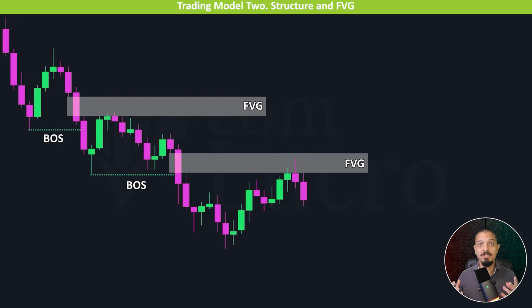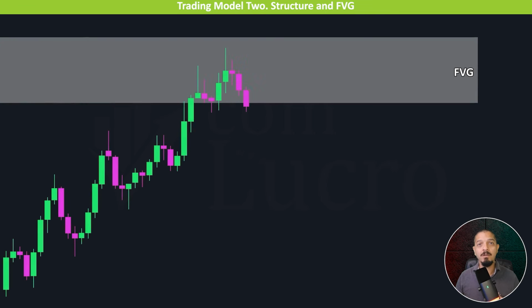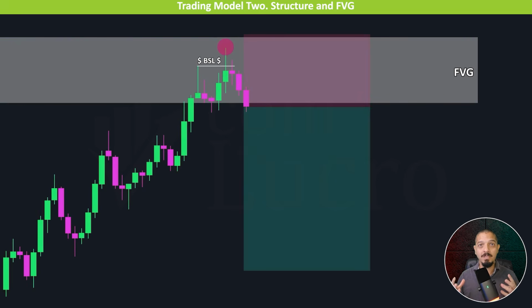When price retraces into one of these areas, drop down to the lower time frame and wait for a bearish liquidity grab to form above a recent high. After confirmation, enter the trade. The stop loss goes above the liquidity grab, and the target is aimed at the next key level below.